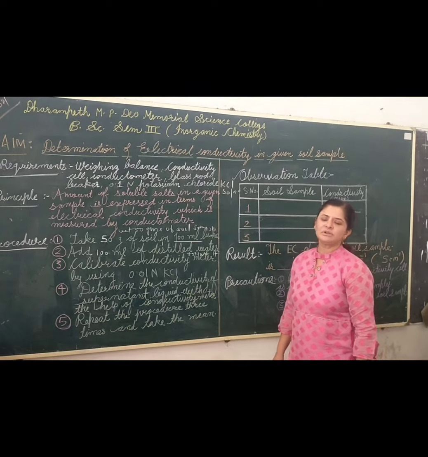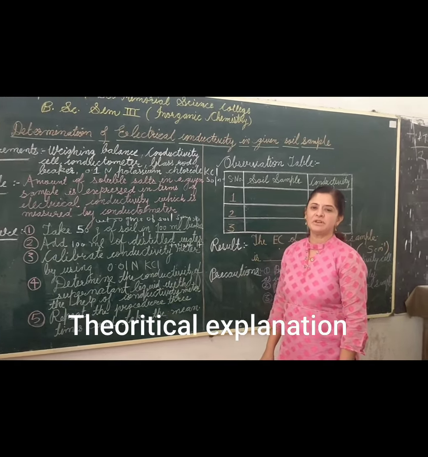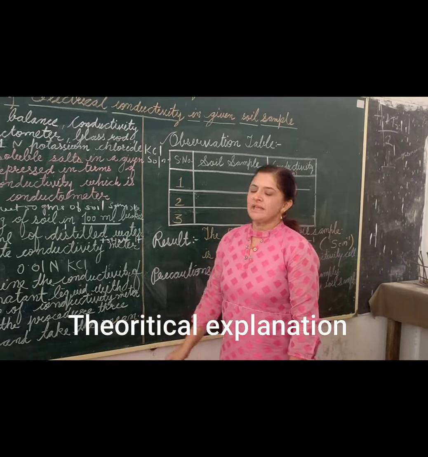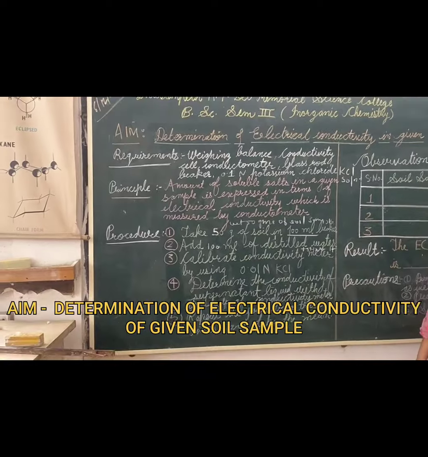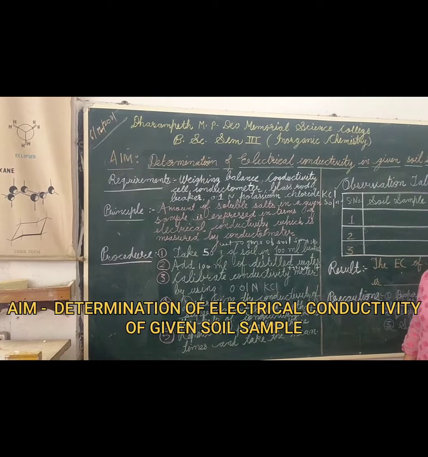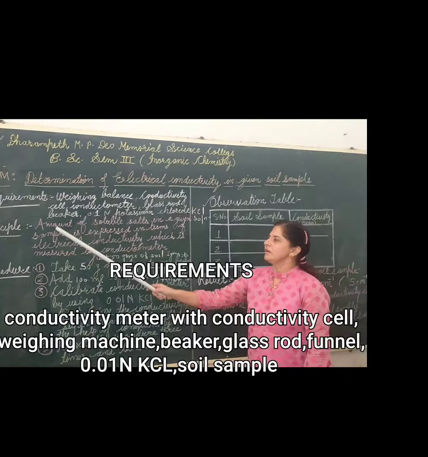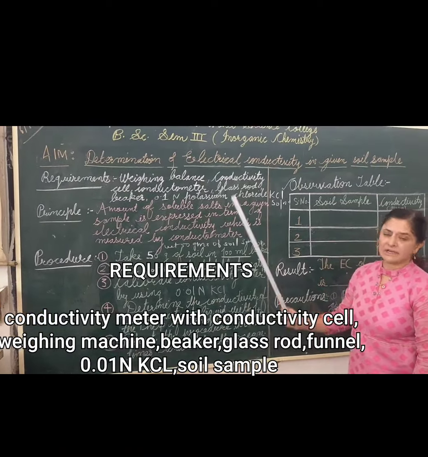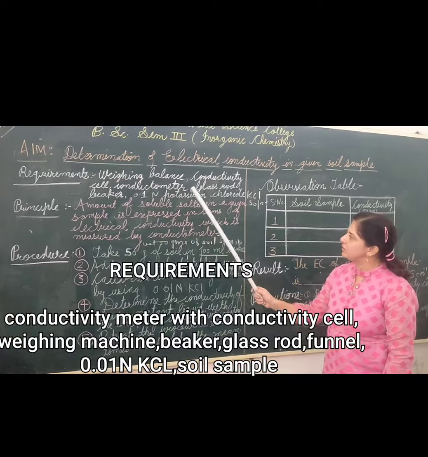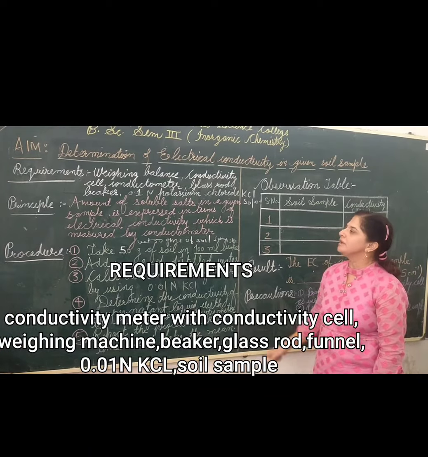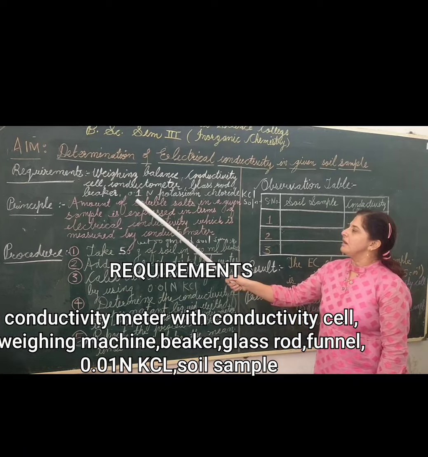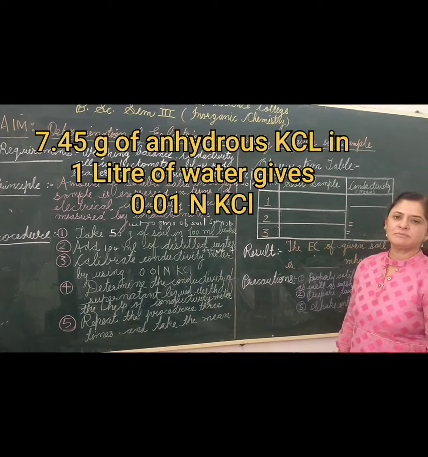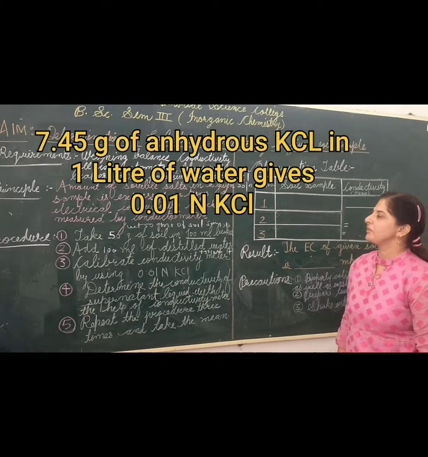Today we are going to conduct a practical of BSc Sem 3, that is, an inorganic chemistry practical. The aim of our experiment is determination of electrical conductivity in a given soil sample. The requirements are a weighing machine, conductivity cell, conductivity meter, glass rod, beaker, 0.01 normal potassium chloride solution and our soil sample solution.